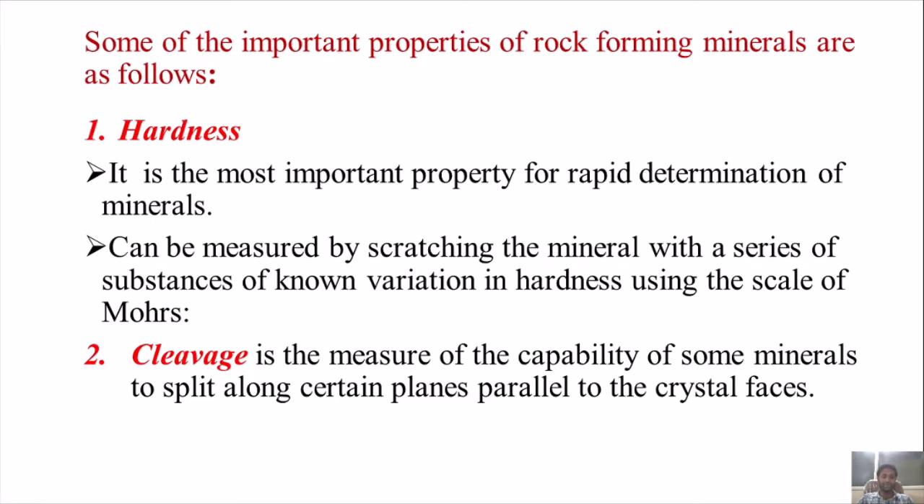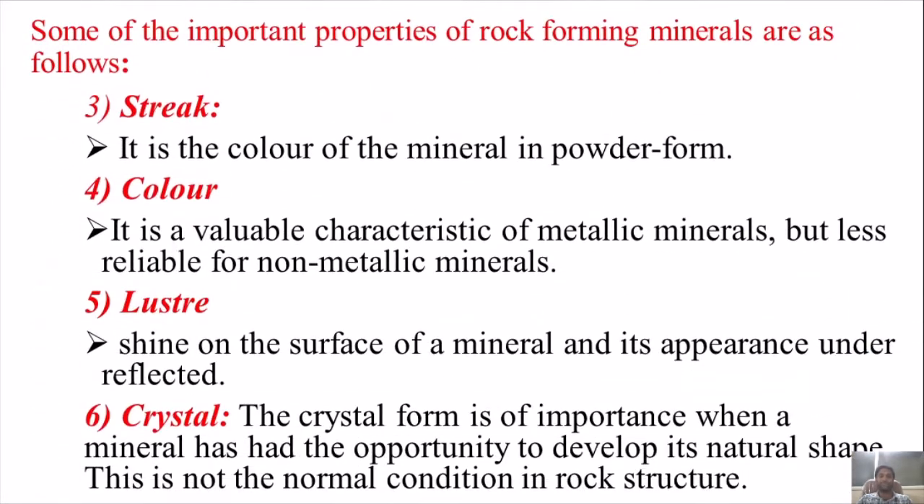The second property is cleavage. Cleavage is the measure of the capability of some minerals to split along certain planes parallel to the crystalline faces. If you take a stone, it will split along its parallel plane. That is cleavage. Not in powdery form, it becomes two pieces. Some minerals have this kind of property. So cleavage is the second important property of a rock forming mineral. Then the third one is streak. It is the color of a mineral in powder form.